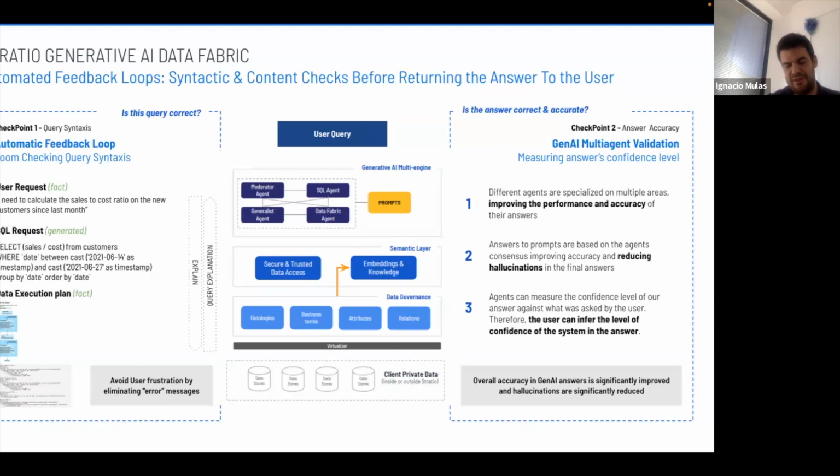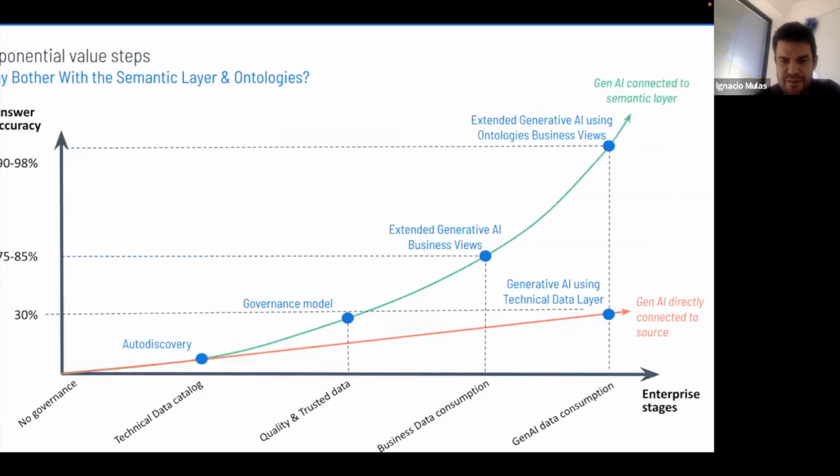So we make mechanisms that increase a lot the accuracy and the confidence level of our answers. And this is really the key. From our experience, we usually start with auto discovery, we have the quality and governance model, then we generate this BDL and data consumption, and then we fine tune and start consuming that data, so we improve the performance even more.